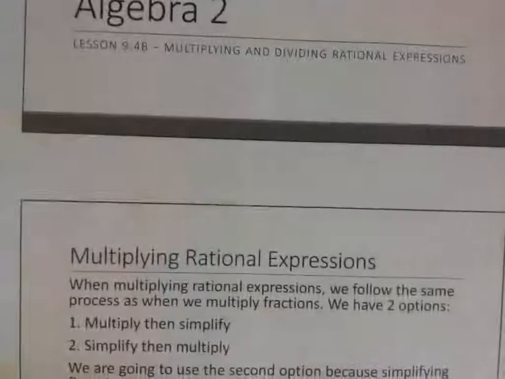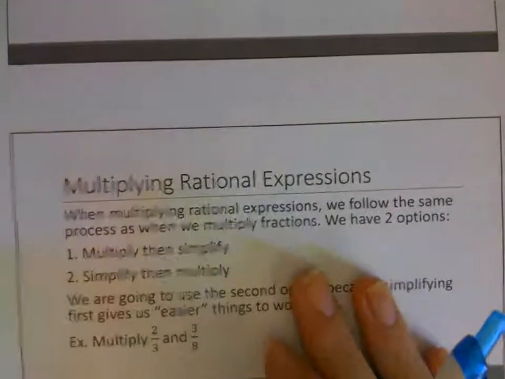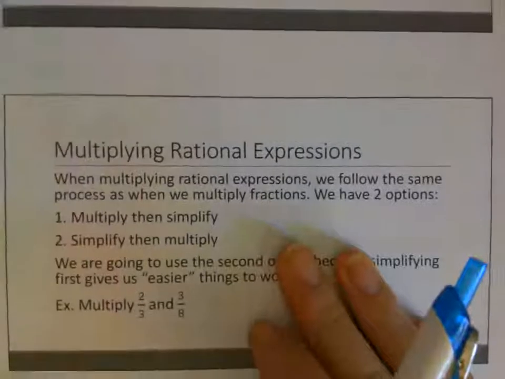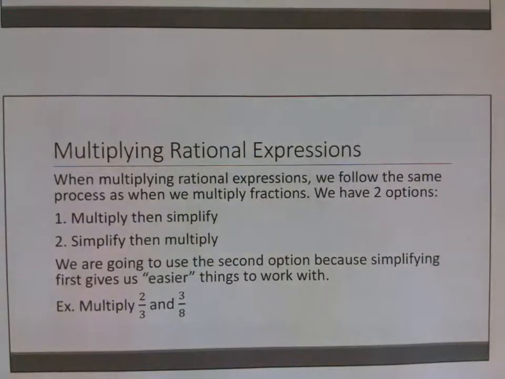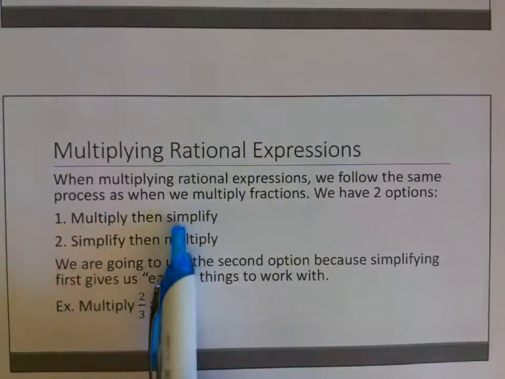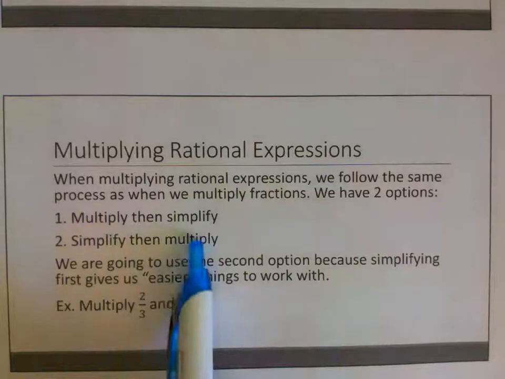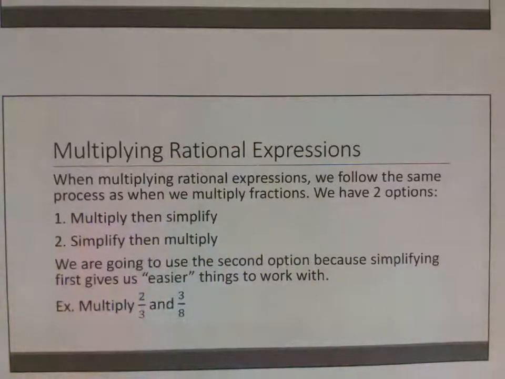So here's what you need to know about multiplying rational expressions. There's a couple different ways that we can do this. We can either multiply then simplify, or simplify then multiply. But the process is going to look just like it did when we were multiplying fractions. And we're going to look at some examples of this.